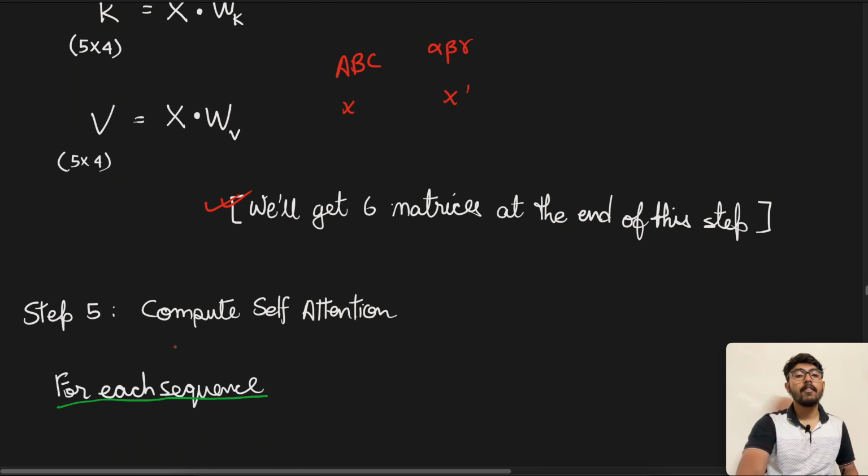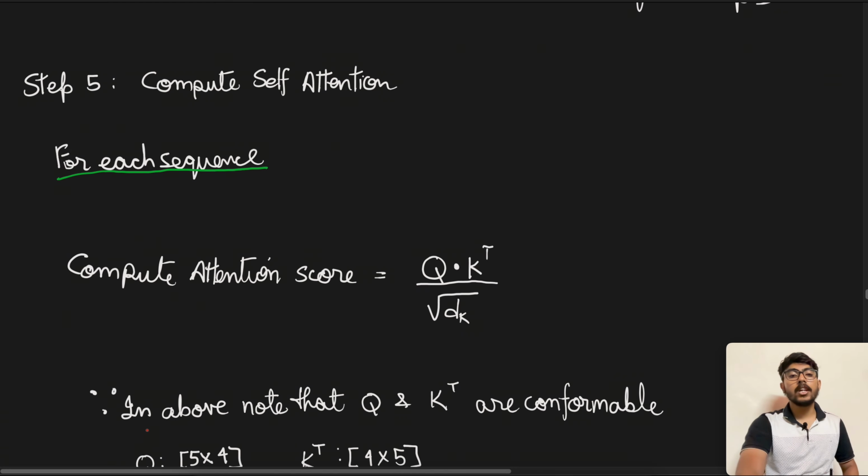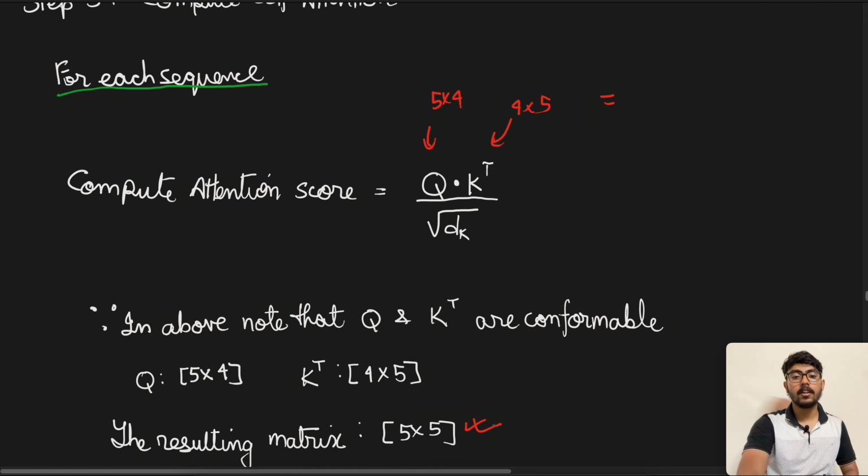For each sequence, that is ABC and alpha, beta, gamma, we will compute the self attention score. It is basically this formula: the query matrix, which we calculated in step 4, times K transpose over square root of dk. Now we will understand all these terms one by one. Q and K transpose are conformable because Q is 5 cross 4 and K transpose is 4 cross 5, because K was 5 cross 4, right? So this will result in a matrix of 5 cross 5, right?